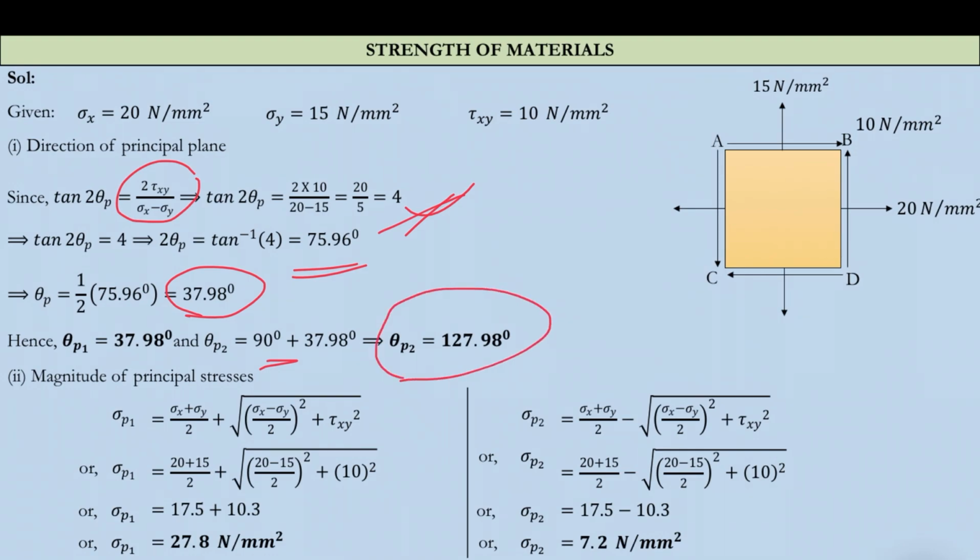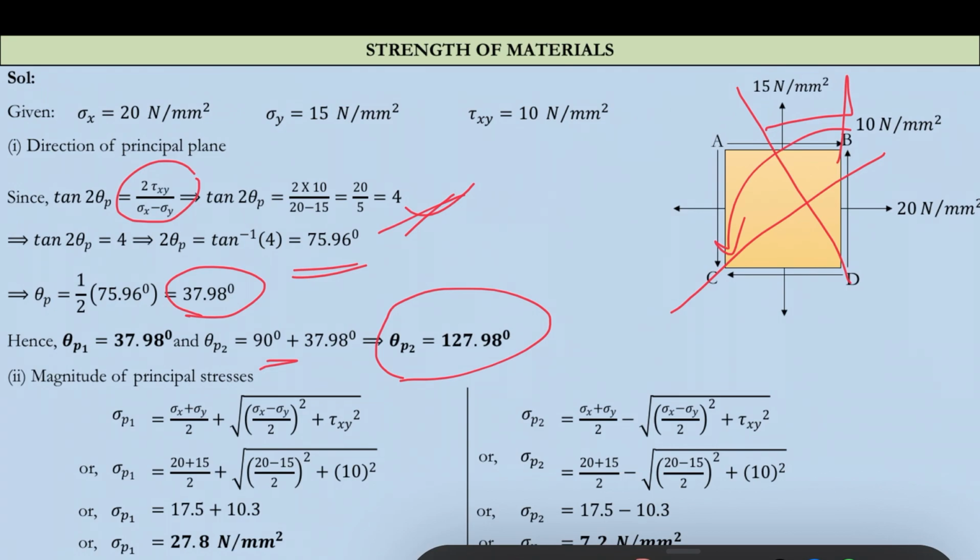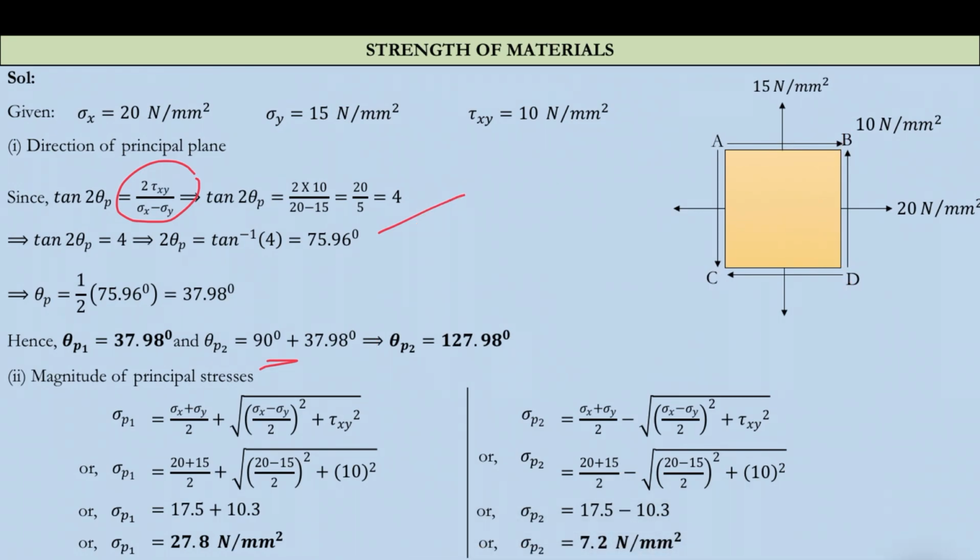127.98 degree. So first plane will be somewhere here and second plane will be somewhere here. So this angle is 37 and this angle is 127. Okay, so this is all about the direction. So we have calculated the direction. Now we want to calculate the magnitude.